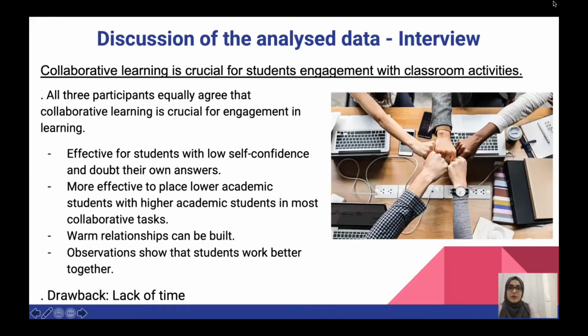Now moving on to the discussion of the interview findings. 3 teachers were interviewed regarding the use of collaborative learning in classrooms, and all 3 participants agreed that collaborative learning is crucial for students' engagement with classroom activities. Participant 1 believes that it is very effective with students who might have low confidence or low self-esteem and are not very confident in their own answers.